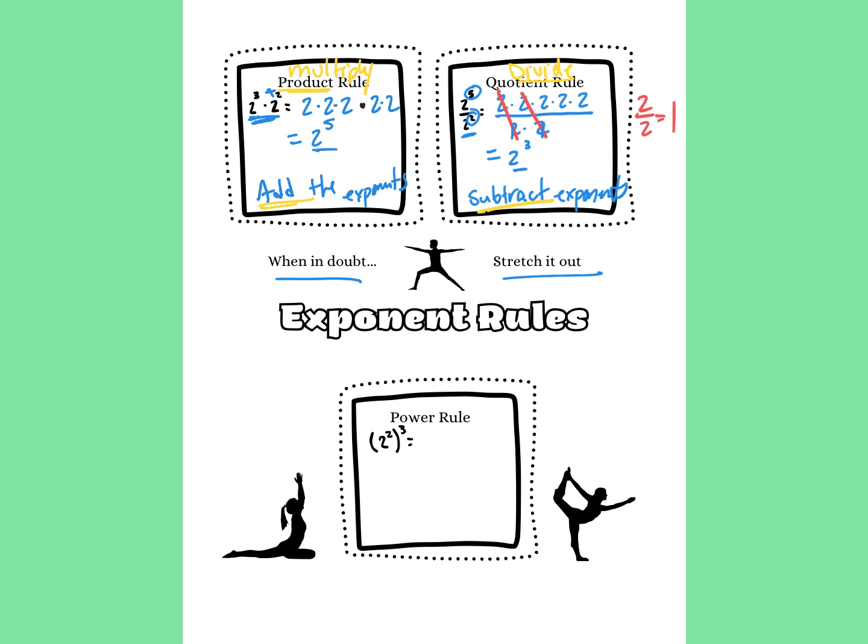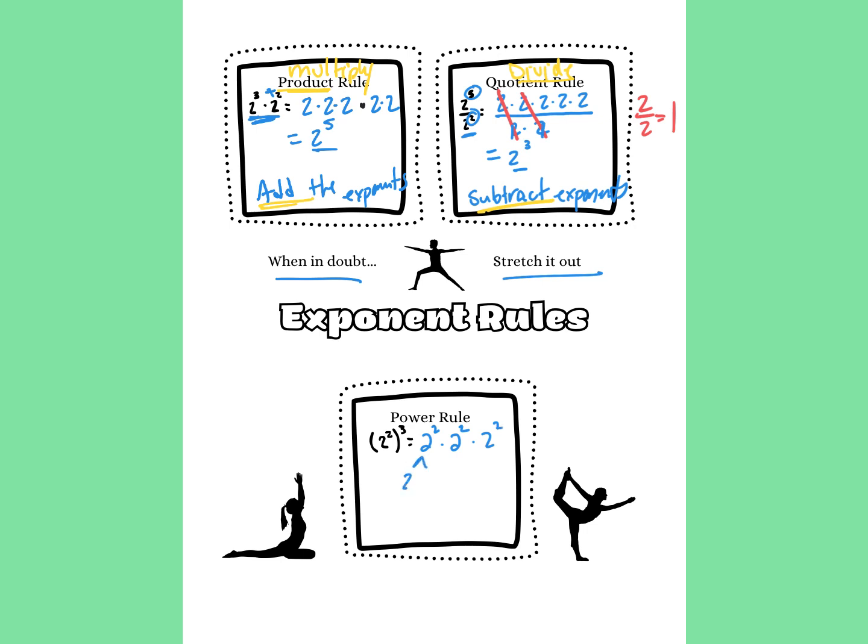And then we have the power rule. And that means we have 1 raised to another. So first let's expand this out. This means I have 2 to the second 3 times. So I have 2 to the second times another 2 to the second times another 2 to the second. And then each of these I can expand out.